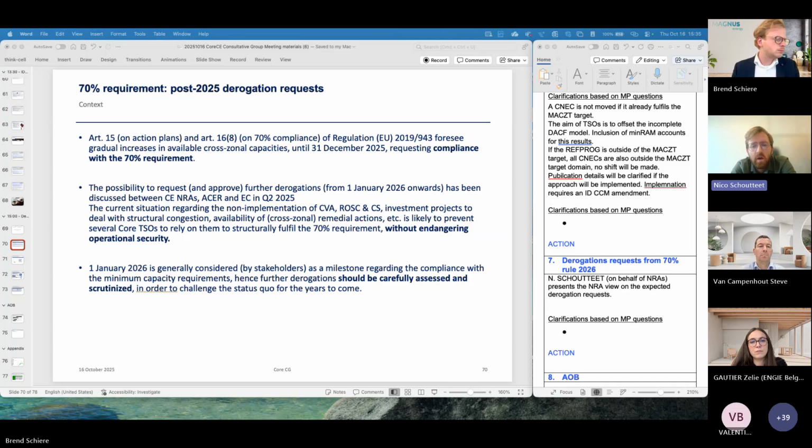2026 onwards, there are still foreseeable grounds for operational security concerns that would impede the core TSOs to guarantee at all times 70% compliance. And for that reason, we have engaged, we have discussed among NRAs with ACER, with the European Commission, the possibility to continue issuing derogations to deal with these operational security concerns.